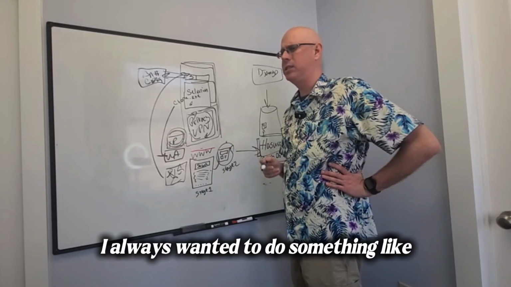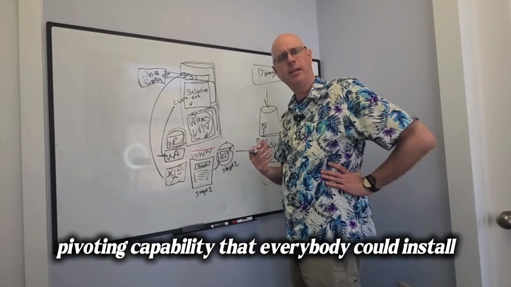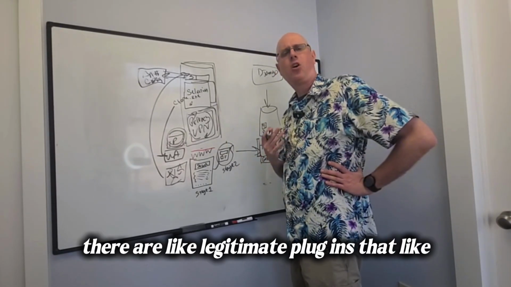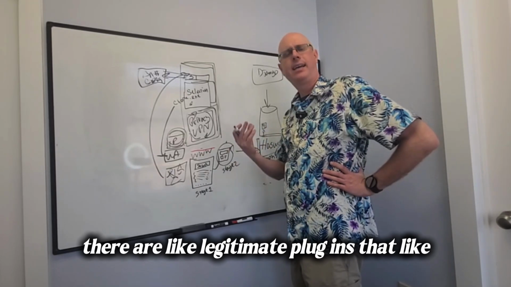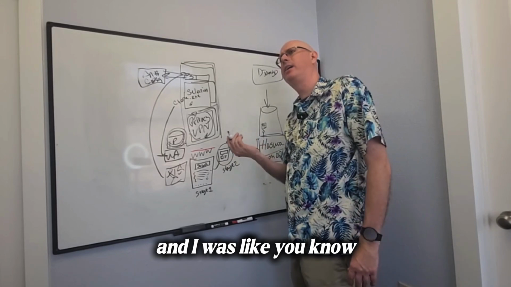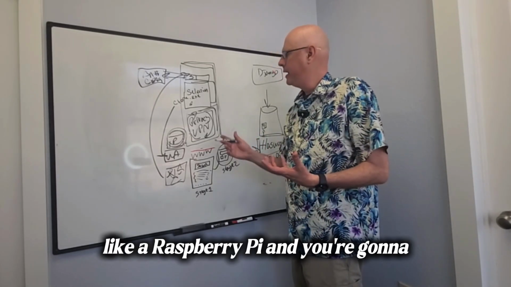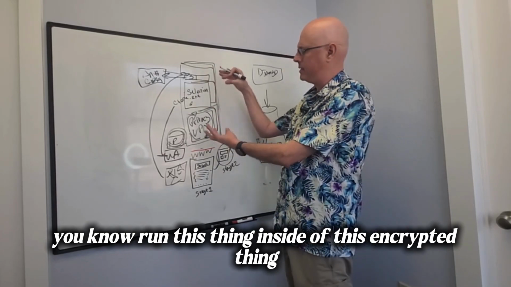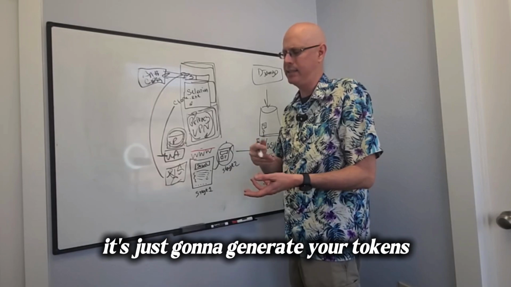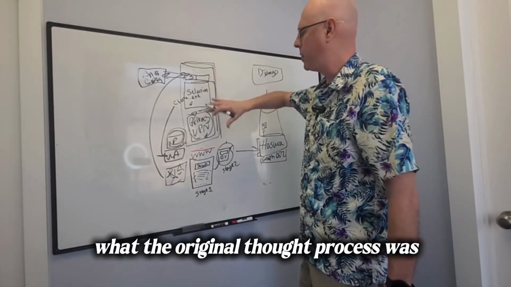I always wanted to make a Chrome plugin with a scraper pivoting capability that everybody could install. It's a little hackery, but there are legitimate plugins like that. The idea originally was called Scrape Token. You would have a device like a Raspberry Pi, run this thing inside of an encrypted container on your network, and as it gets hit, it generates tokens for you. I never built that, but that was the original thought process.